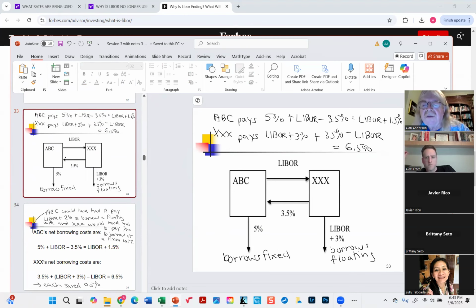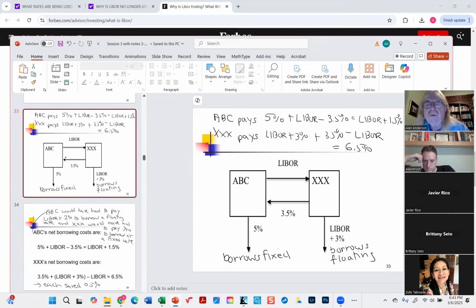XXX goes in and borrows at 3. And now they say to each other, listen, ABC says, I really would like to borrow floating because I believe rates are heading down. XXX says, I have the opposite outlook. So look what they decide to do. ABC pays LIBOR to XXX in exchange for a fixed 3.5%.